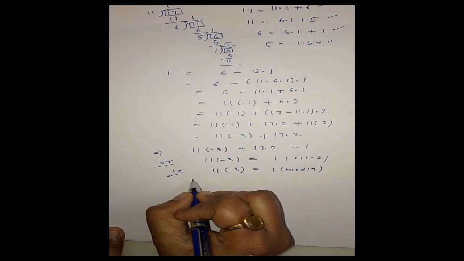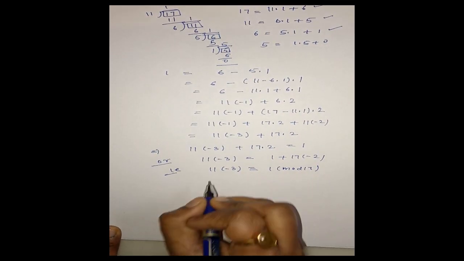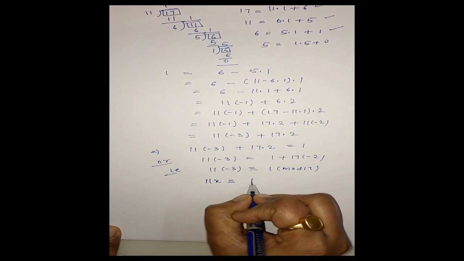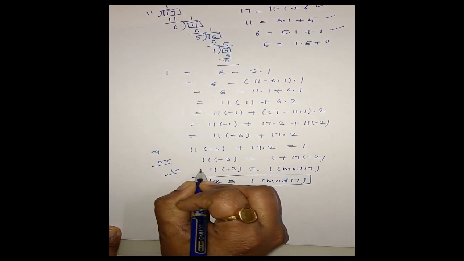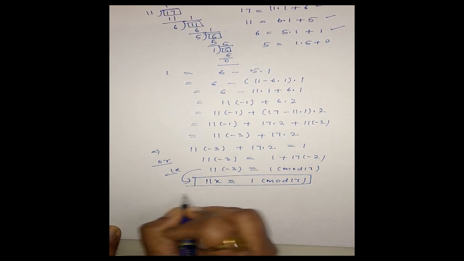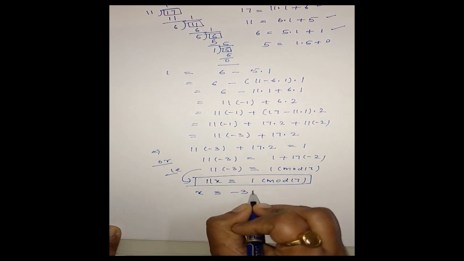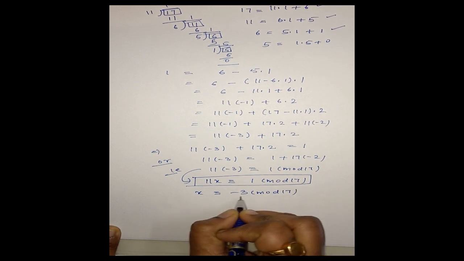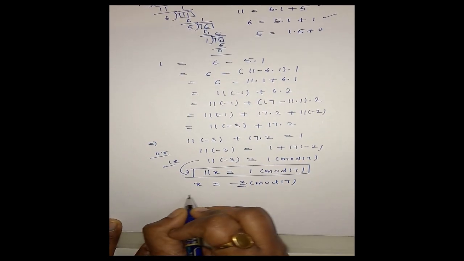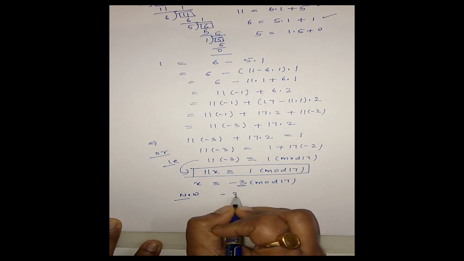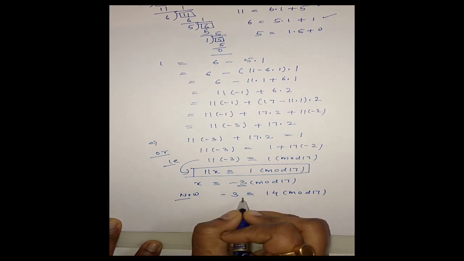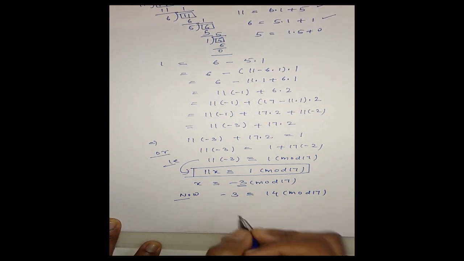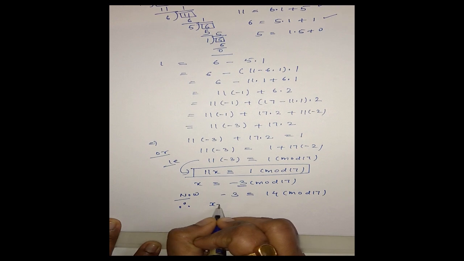We want to solve the congruence 11x is congruent to 1 modulo 17. That was our problem. Comparing these two, we get x is congruent to minus 3 modulo 17 as the solution. Again, here we have a negative sign. Now, minus 3 is congruent to 14 modulo 17, since 17 divides minus 3 minus 14, that is minus 17. Therefore, x3 is equal to 14 is the solution.